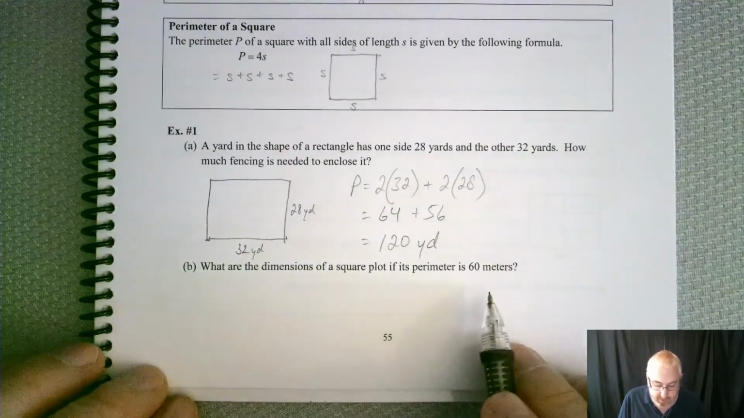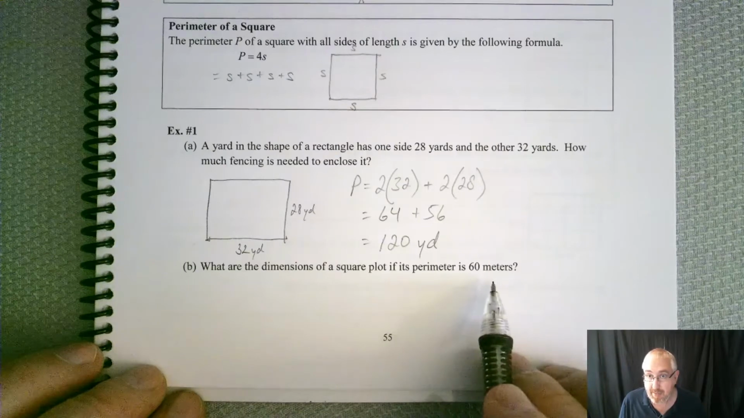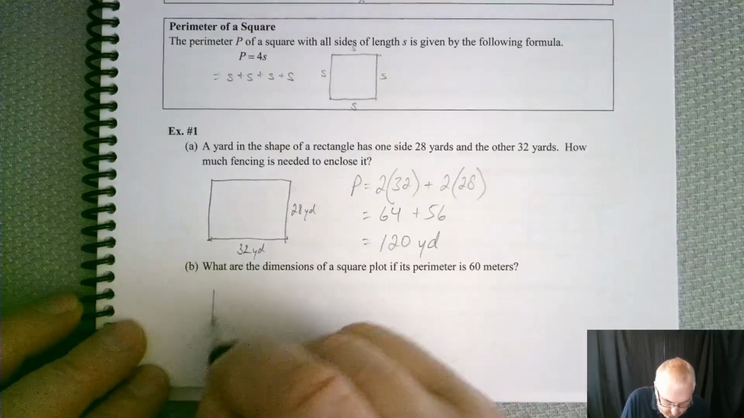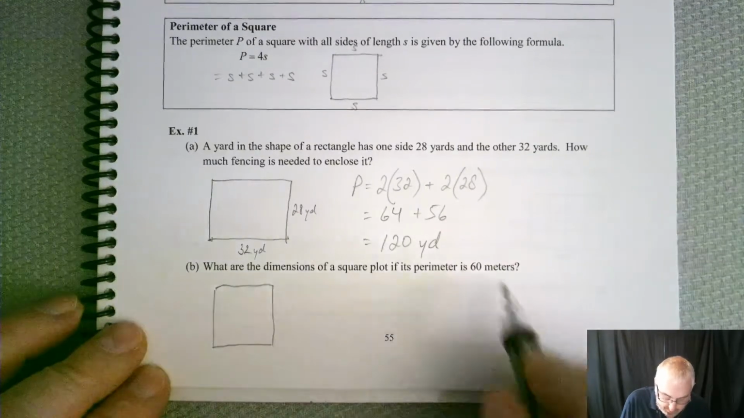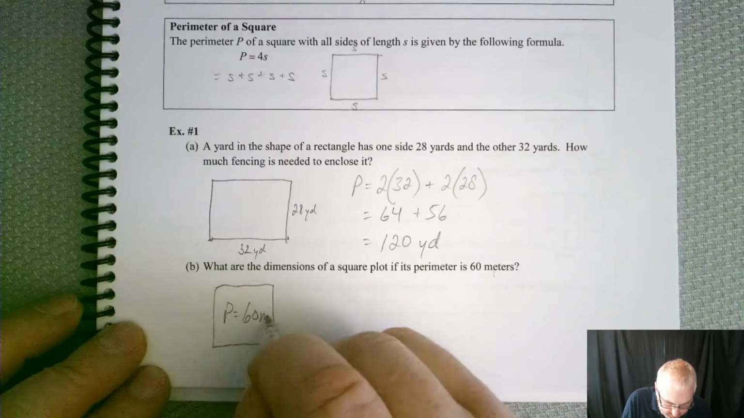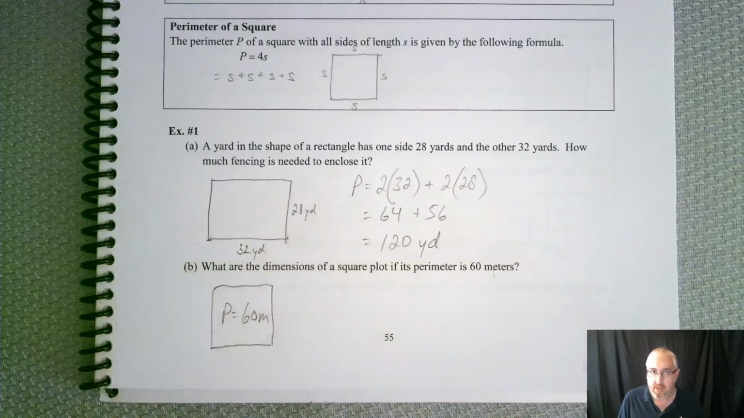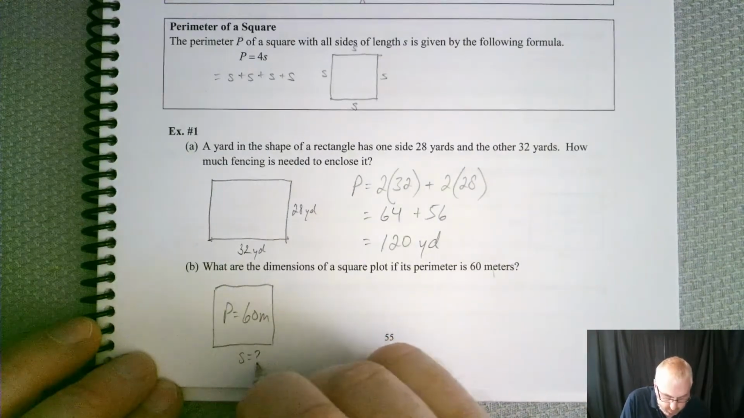All right. So what about the next one? What are the dimensions of a square plot if its perimeter is 60 meters? So now they're twisting it a little bit. So we have a square. We know that much. But the perimeter is 60 meters. So how can we kind of deconstruct that to find out the length of the side?